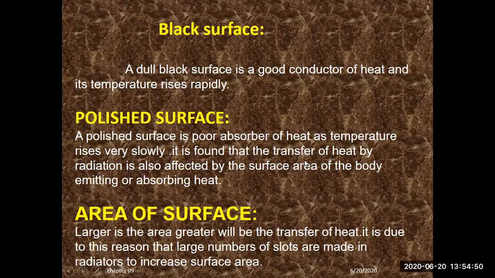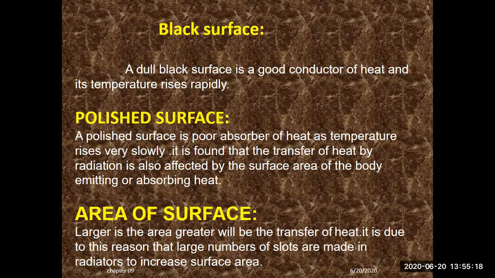It is found that the transfer of heat radiation is also affected by the surface area of the body emitting or absorbing. Surface area plays a very important role in absorption and emission of heat. The greater the surface area, the more heat will be absorbed. The smaller the surface area, the less heat will be absorbed. Emission and absorption are both interconnected, but the color of the surface also plays a very important role.